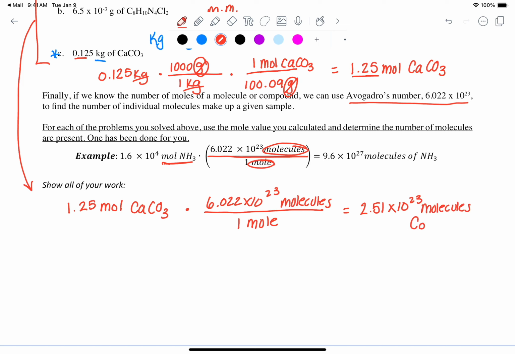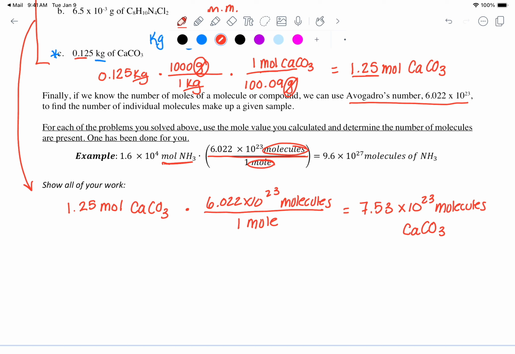Oops, hold on, I'm looking at the wrong problem. One moment. We get 7.53 times 10 to the 23rd molecules of CaCO3. Apologies, I was looking at the wrong answer for that one.